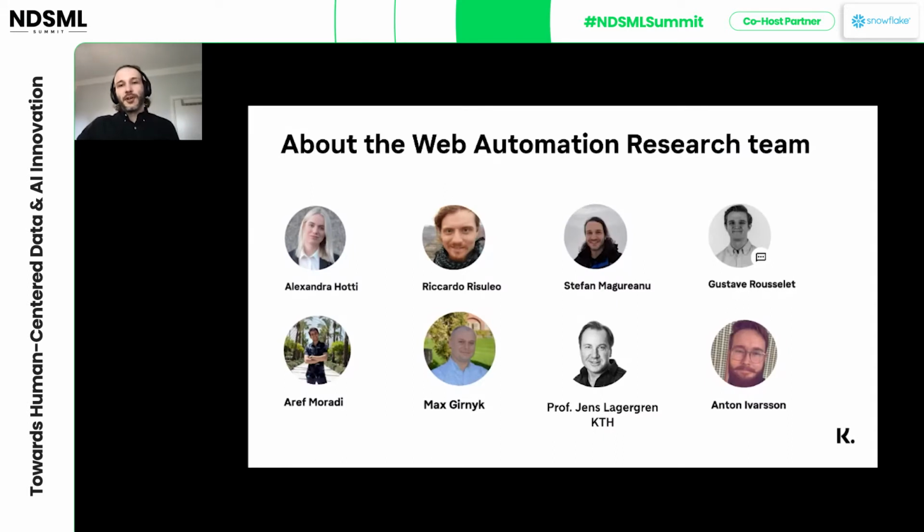My name is Stefan Magureanu. I'm part of the web automation research team at Klarna, and today I'll be presenting some of our more recent work. Before joining Klarna in 2018, I completed a PhD in reinforcement learning at KTH. Since then, I've been working on different aspects of building autonomous agents for the web throughout my 3-year tenure at Klarna within various teams.